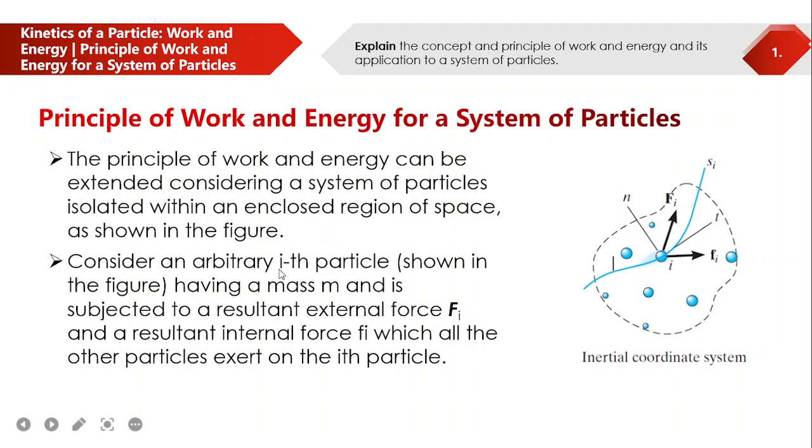Now, consider an arbitrary ith particle, shown in the figure, having a mass and subjected to a resultant external force, F sub i, and a resultant internal force, small letter f sub i, which all of the other particles exert on the ith particle. The particles in our system exert an internal force on our ith particle, so we should also consider that. Now, there are two forces exerted here, the external and the internal. The external is denoted by the capital letter F and the internal is small letter f. Okay? Take note of that.